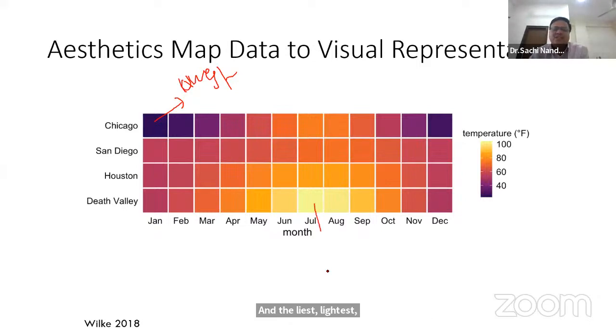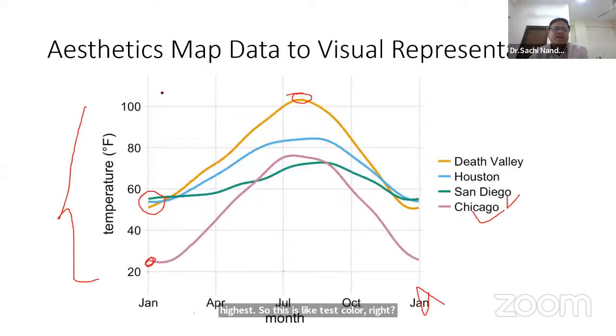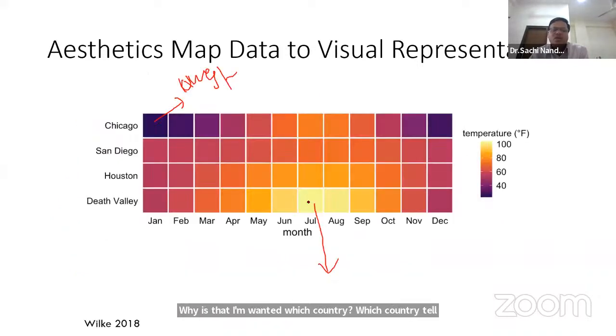So this is the lightest color, the highest value. Now check what is the highest value here? 100. So the highest temperature is 100. Which city? Tell me. Death Valley. And which month? July. Now coming here, in the month of July, Death Valley has the light color, the yellow, and the value is equal to 100. Did you understand or not? Tell me. You can ask any number of questions during my interaction, no problem.